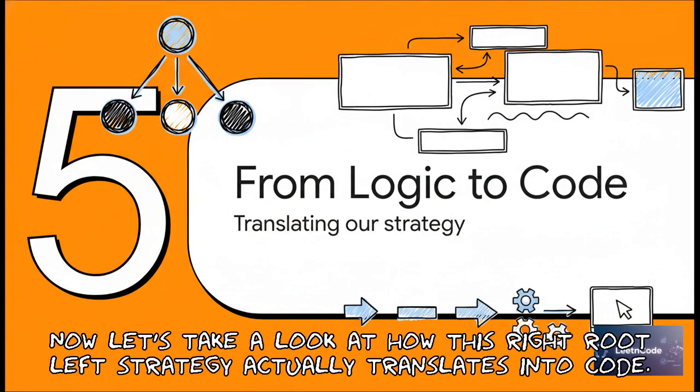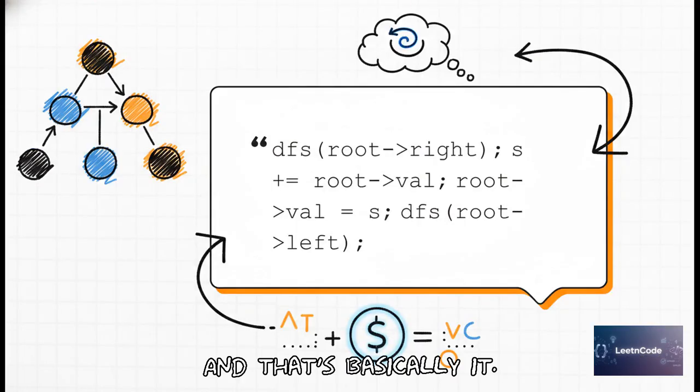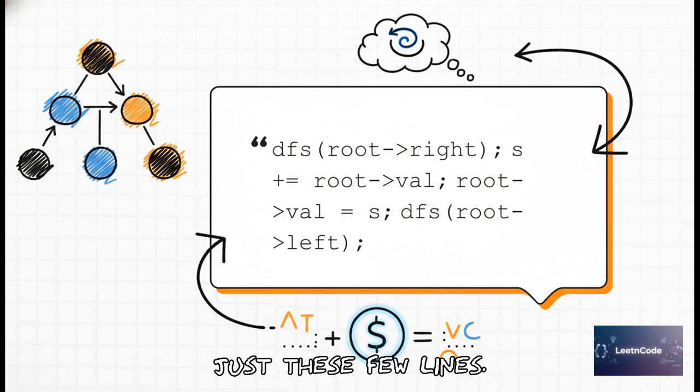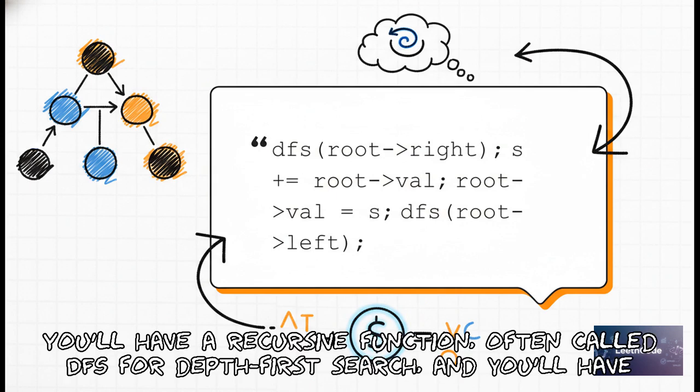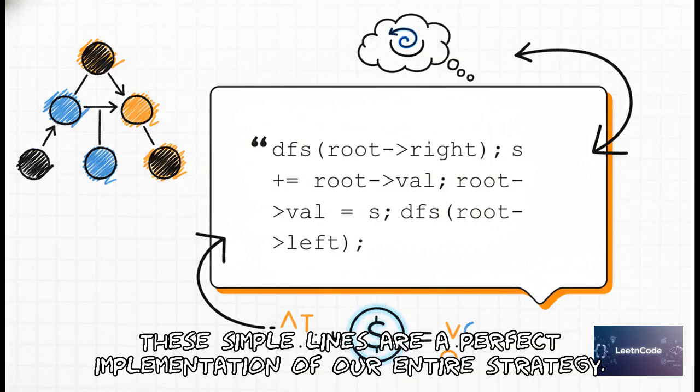Now let's take a look at how this right, root, left strategy actually translates into code. You might be surprised by how few lines it takes. And that's basically it. This is the heart of a recursive solution. Just these few lines. You'll have a recursive function, often called DFS for depth-first search, and you'll have a sum variable that you keep track of. These simple lines are a perfect implementation of our entire strategy.